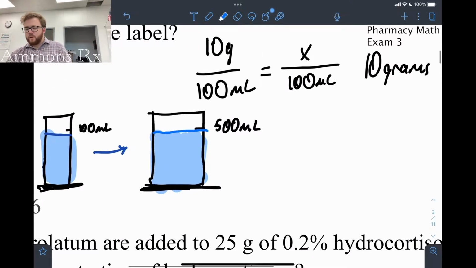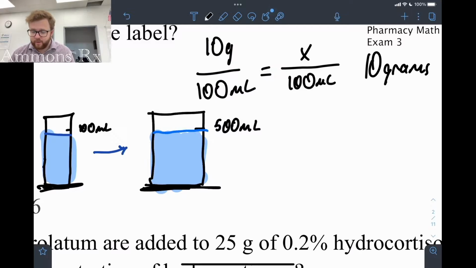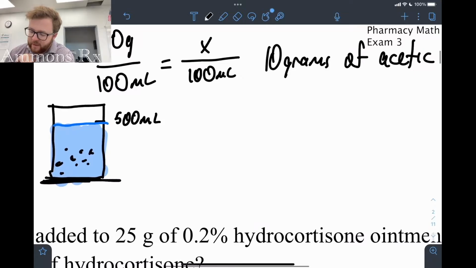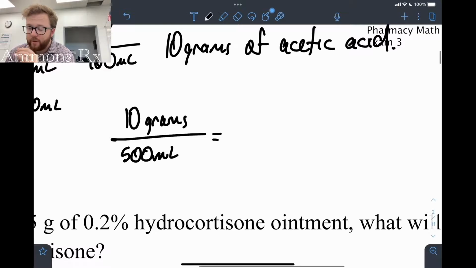Okay. So that means in that situation, we did not change the drug. The acetic acid, I'm sorry, is the same amount in here. All we're changing is how much water is in it. So because we have our 10 grams, we know that our 10 grams is in 500 mils of solvent.